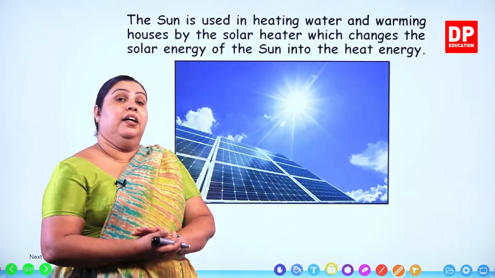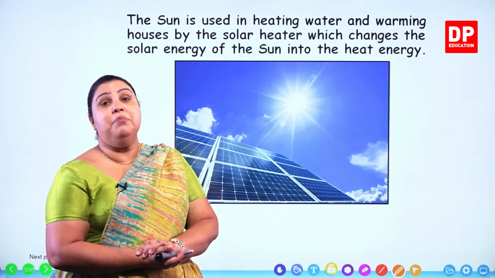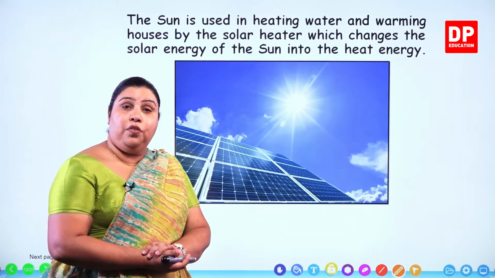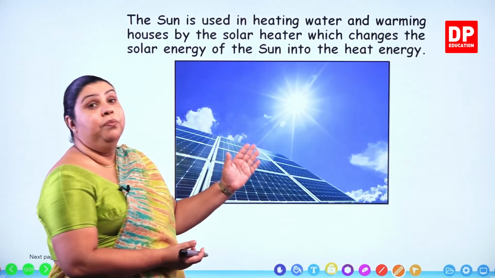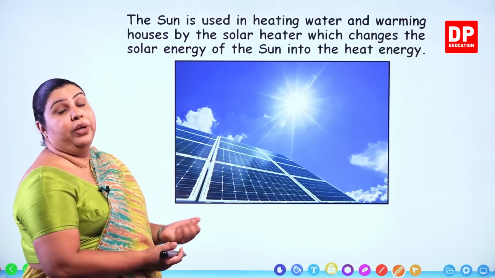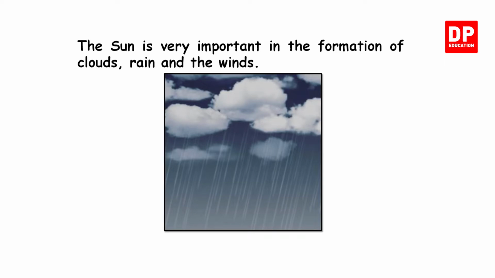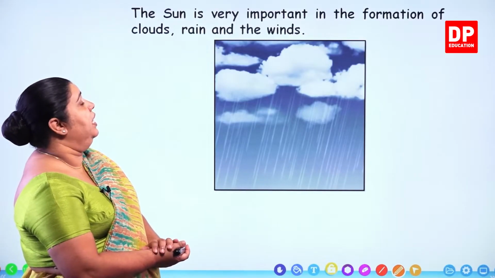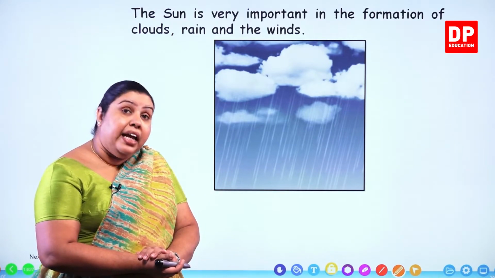Our countries have sunlight right throughout the day. So we can get the maximum of the sun rays, the heat of the sun in producing electricity at our home. So the sun helps you to get heat and then it will be turned into energy and you can use them as electricity in your houses. Then, the sun is very important in the formation of clouds, rain and the wind. The sun helps us to have rain as well.